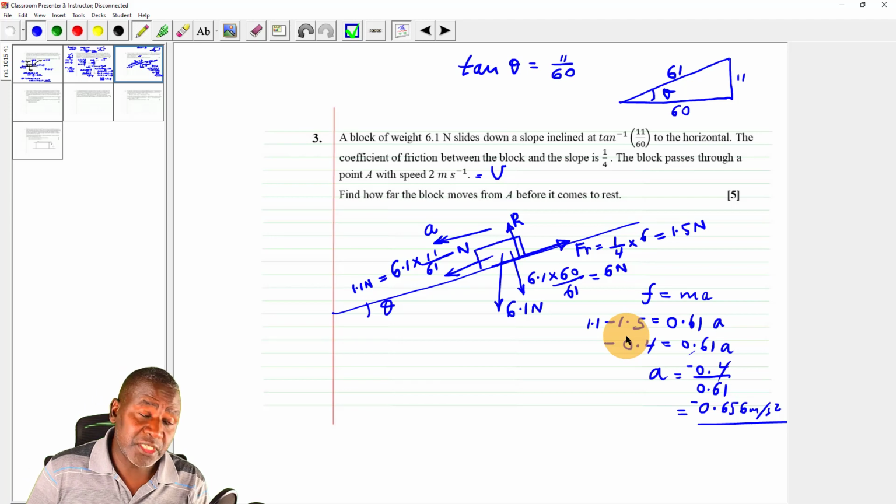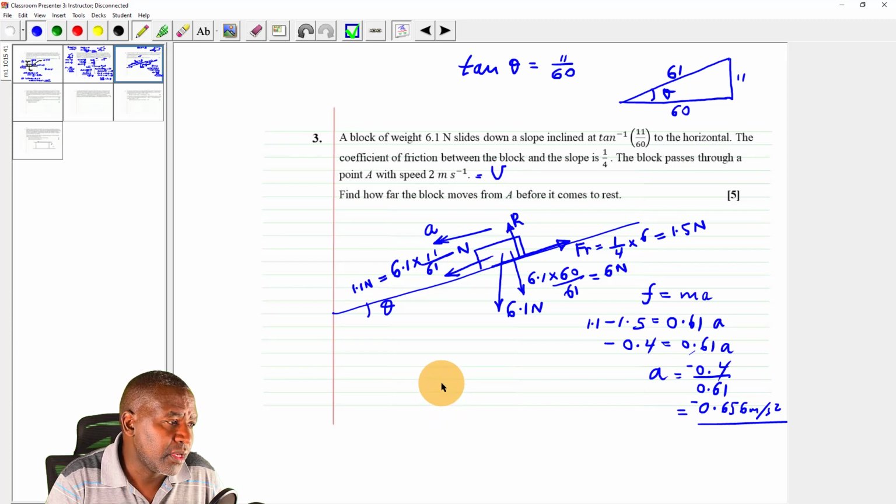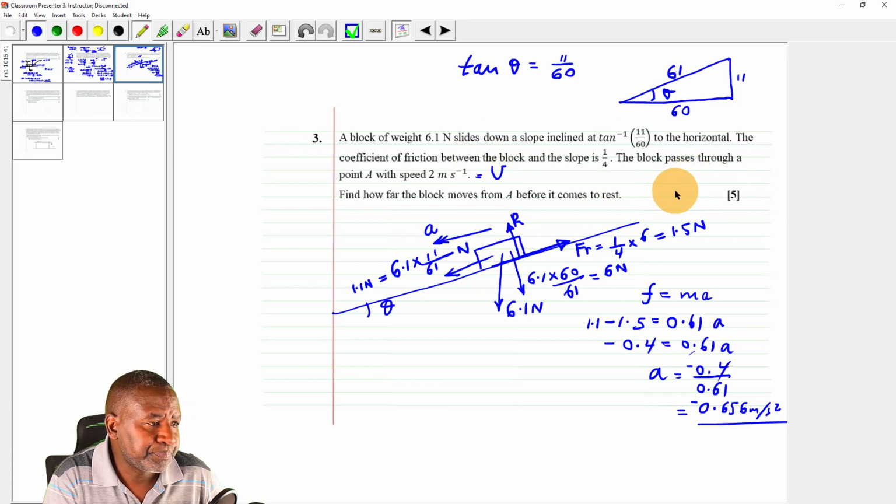So I'm certain the block is slowing down, and at some point it will come to rest. I do not know its initial velocity. I'm just told that it was sliding down the incline.